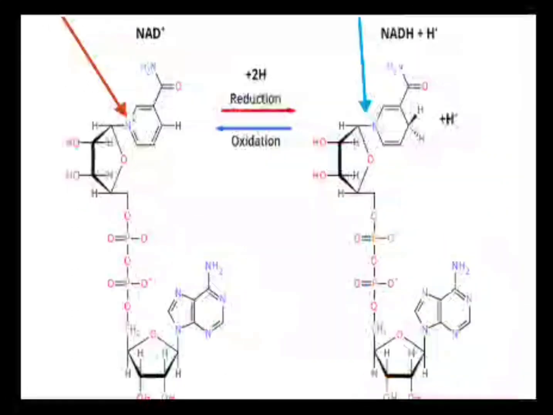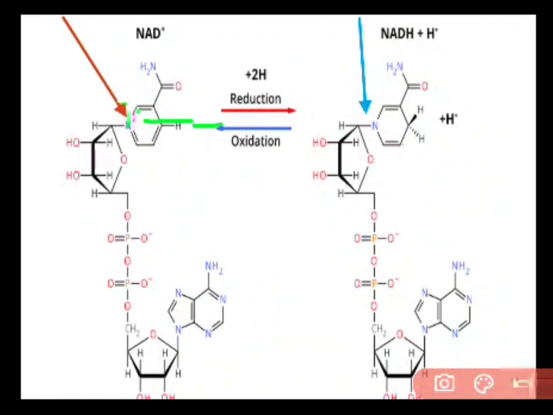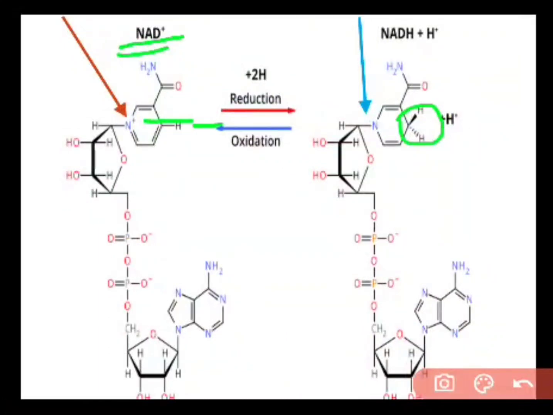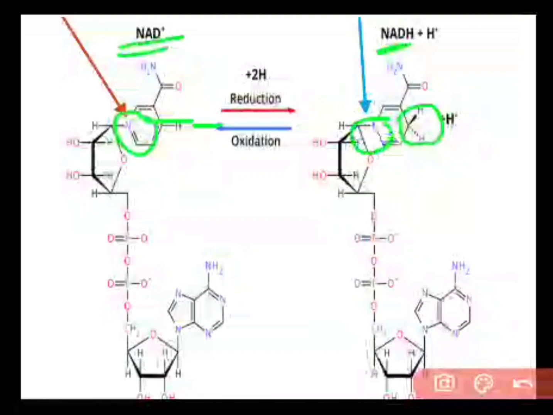As you can see here, that electron and proton which converted into hydrogen have been used here. So this is NAD positive. It has been given one hydrogen, it becomes NADH, and the positive charge on this N is cancelled now. The remaining proton will remain as such. So NAD positive plus 2 electrons plus 2 protons is equal to NADH plus H positive, not NADH2.